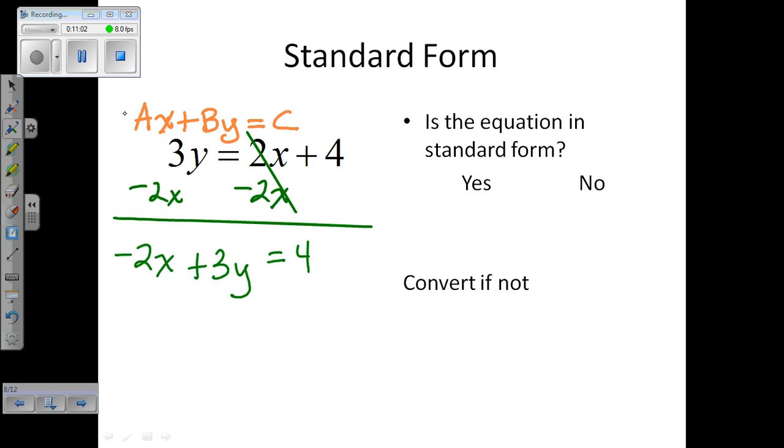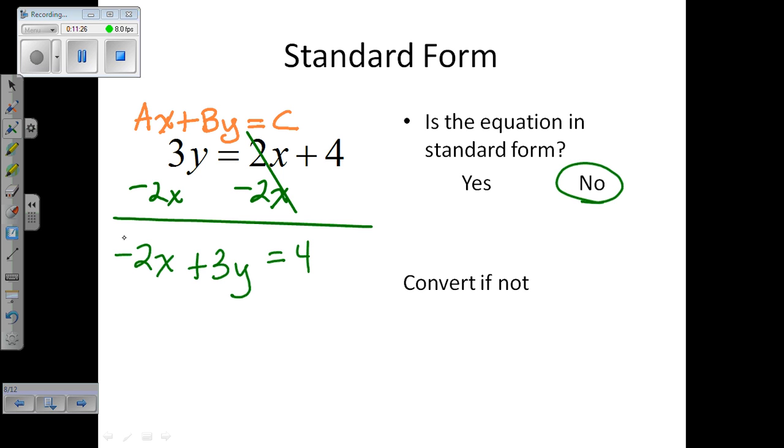So initially, was this in standard form? No, this equation was far from standard form. Now we're much closer because we at least have the right format. So let's check the rules. A and B cannot both be 0. They're not. A, B, and C must all be integers, and they are. A, B, and C cannot have a common factor. Negative 2, 3, and 4. There's nothing I can divide all 3 of those by, so that's fine.